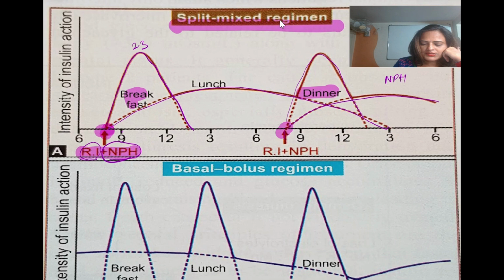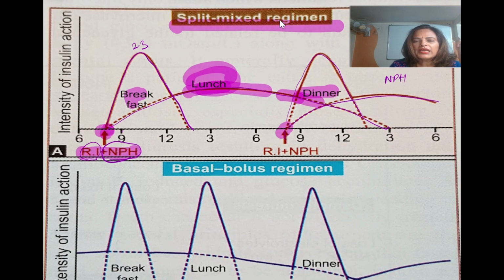Now, what is the disadvantage if we are going to give this? Can you see this one, this lunch part? Post-meal hyperglycemia will be there, it is not covering this part. And then what will happen during the interdigestive period? Here, this part. Here the patient will go for hypoglycemia, because during the basal period it is giving a greater supply of insulin. And here the patient will go for postprandial hyperglycemia.